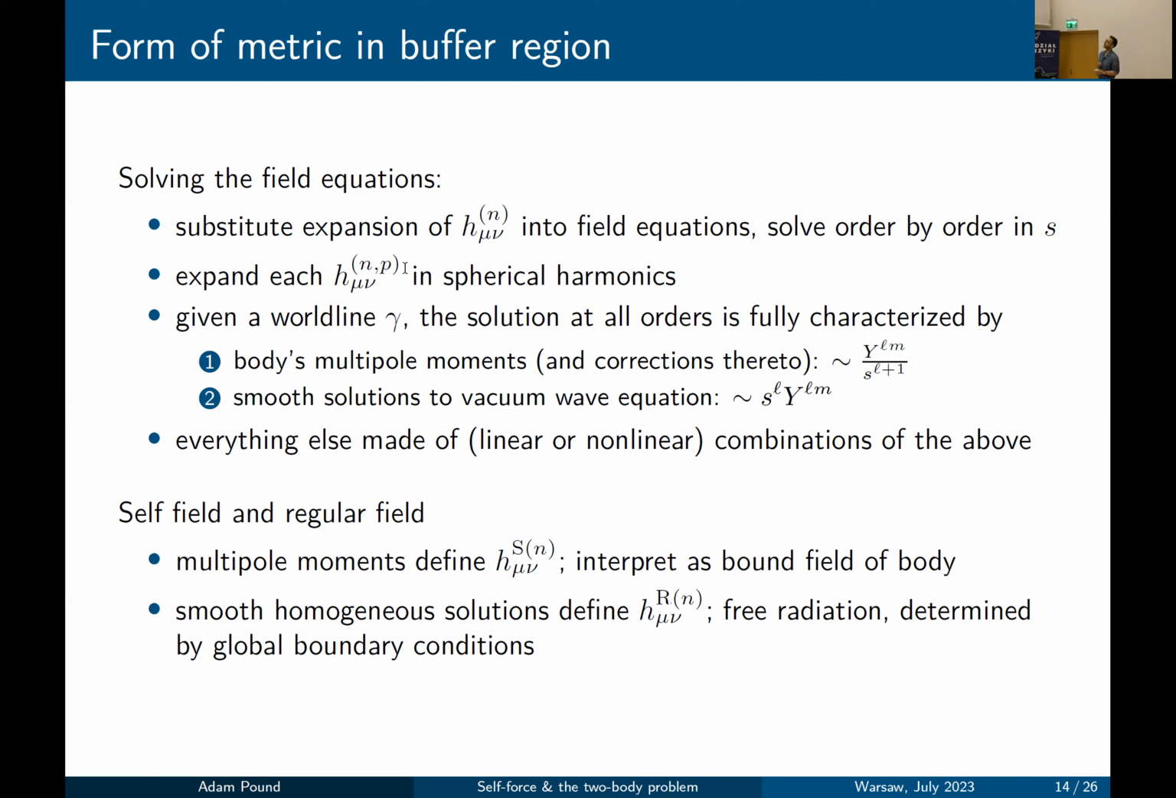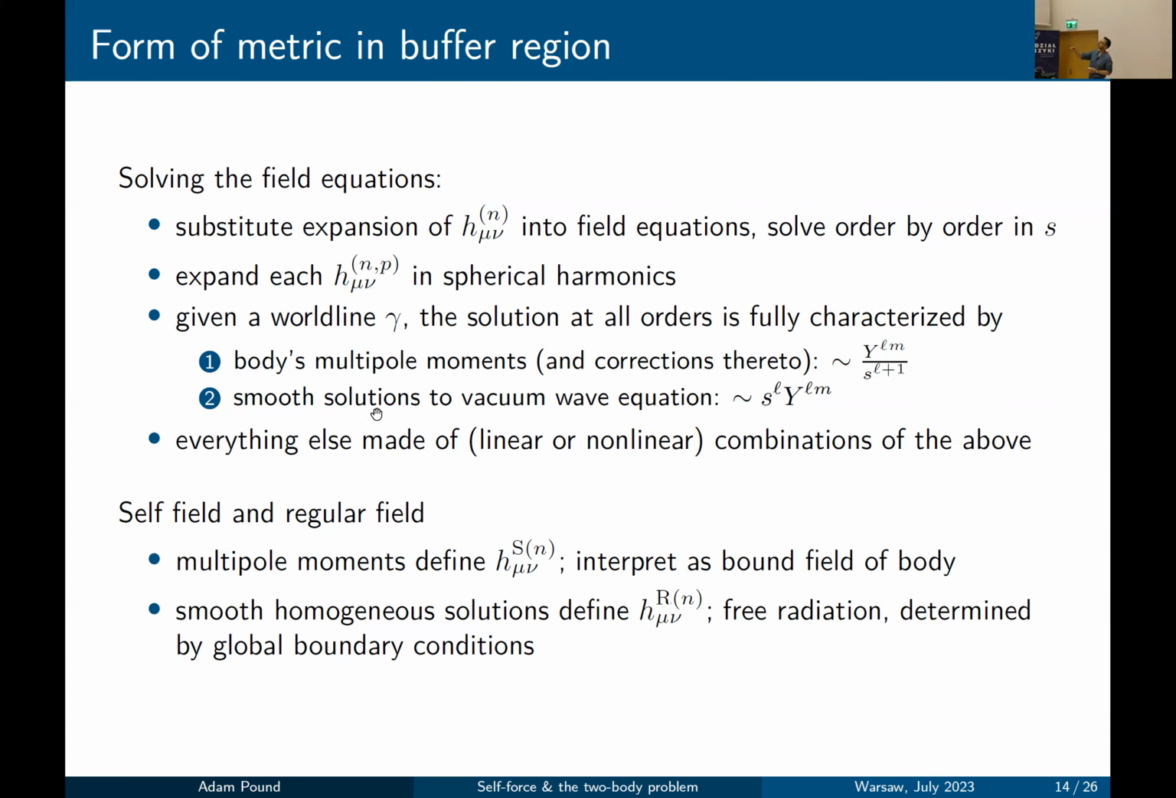Then what you find when you go through the algorithm is that, in the Lorentz gauge in particular, you're given a world line gamma representing the motion of the small body. Then the solution to the Einstein equations to all orders in epsilon and all orders in s is fully characterized by a discrete set of moments. So there's the body's multipole moments, which come in this form. We have 1 over s to the L plus 1.